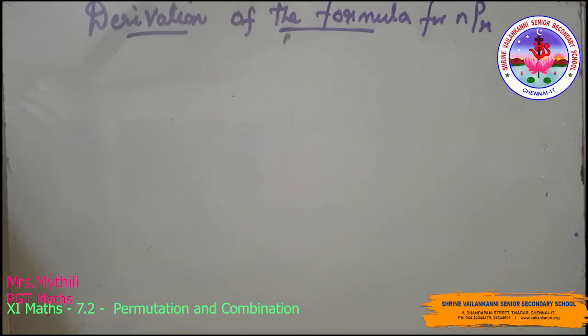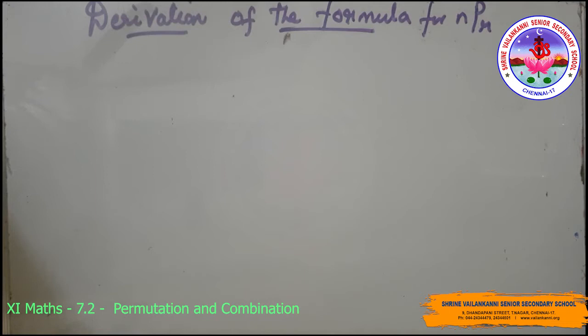So in the previous video we have seen what is permutation. A permutation is an arrangement in a definite order of a number of objects taken some or all at a time. So we have seen one theorem, permutations when all the objects are distinct. That is n into n minus 1 into n minus 2 etc. n minus r plus 1, which is denoted by nPr.